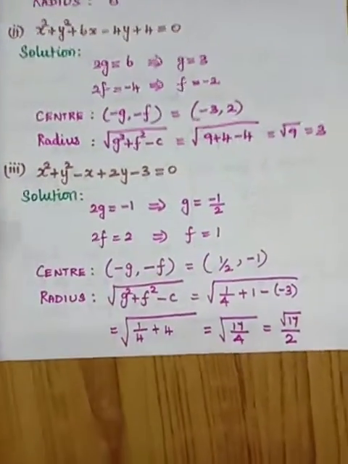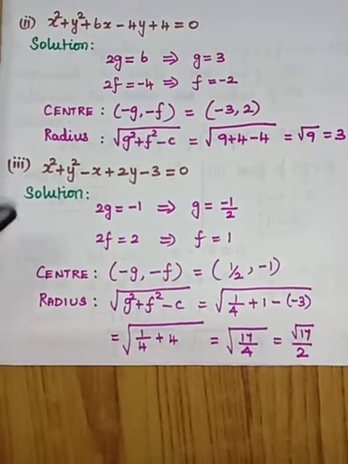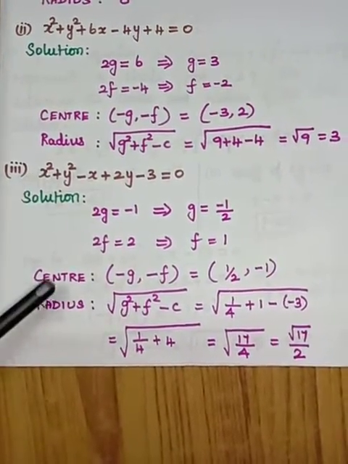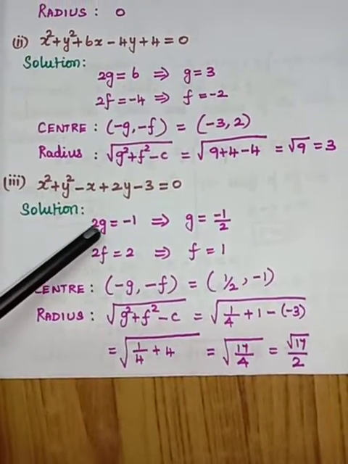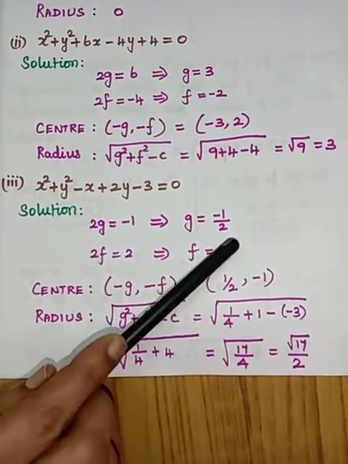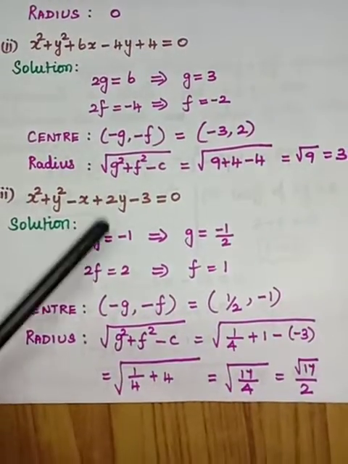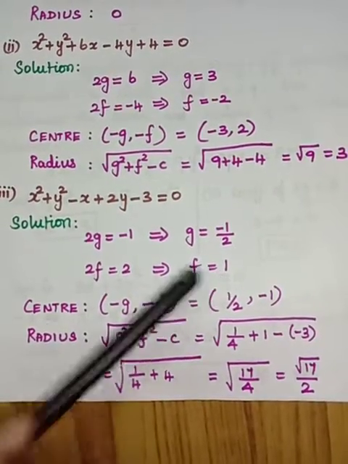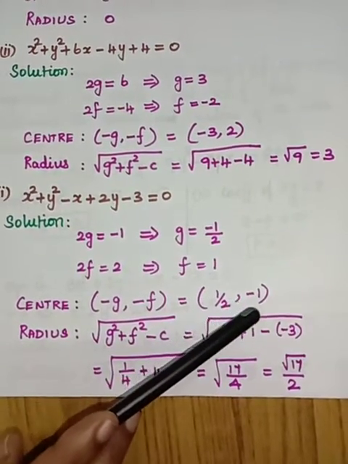Okay, come to the third subdivision, the same formula, x squared. So the equation is given, you have to find the center and radius. From that you have to find out 2g. 2g is nothing but the coefficient of x, that is minus 1. G is equal to minus 1 by 2. In the same way, 2f is the coefficient of y, so that is equal to 2, f is equal to 1. So substitute in the formula, it will become half comma minus 1.